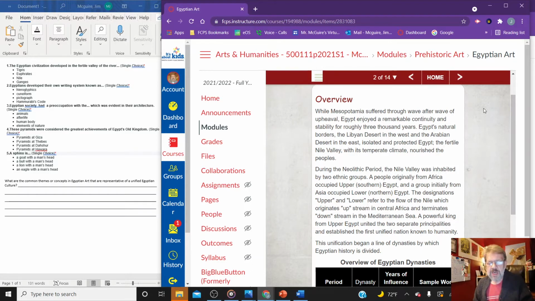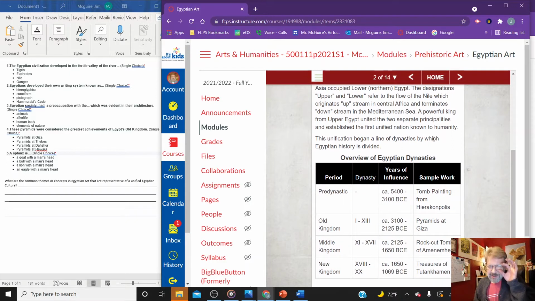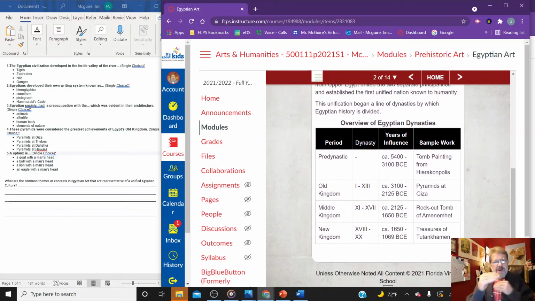This unification began what became a line of dynasties, and Egyptian history is divided into these different dynasties. You have the Pre-Dynastic era, the Old Kingdom, Middle Kingdom, New Kingdom. When we look at these years of influence, 5400 to 3100 BCE is the Pre-Dynastic. BCE means before the Common Era. When I was a kid, we used to call it before Christ, BC. But now it's the Common Era.